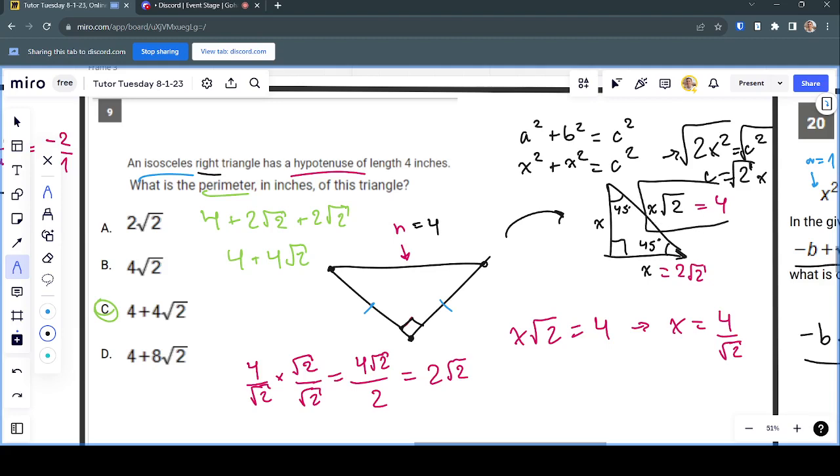And since you already know the value of the hypotenuse, you can just plug in 4 onto the other side of this equation. You can back solve for x. And now once you have the hypotenuse, plus these values of 2 root 2, you just have to add everything together to get the perimeter.